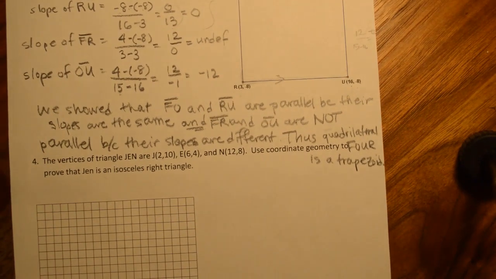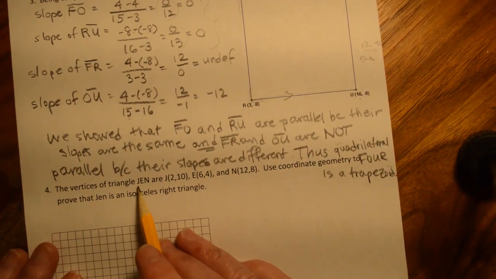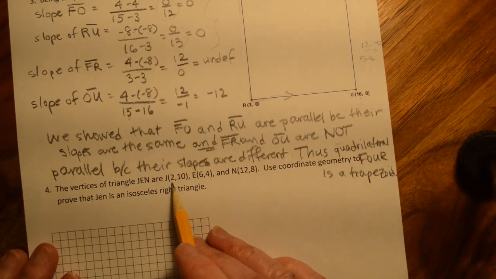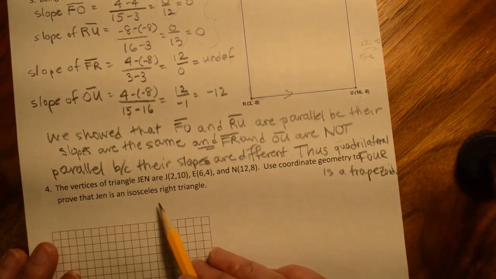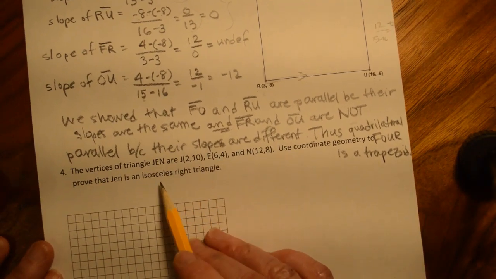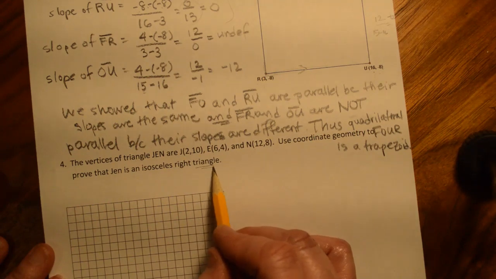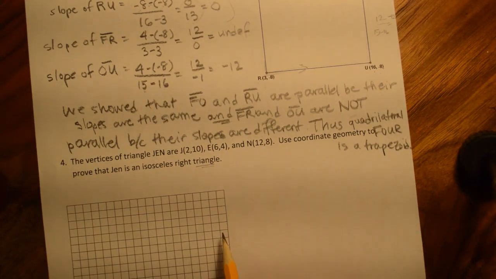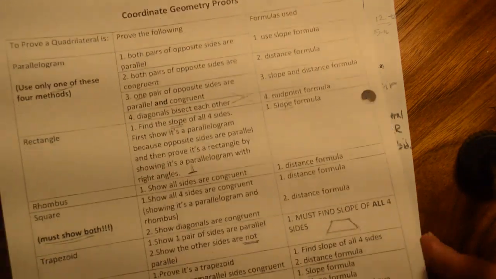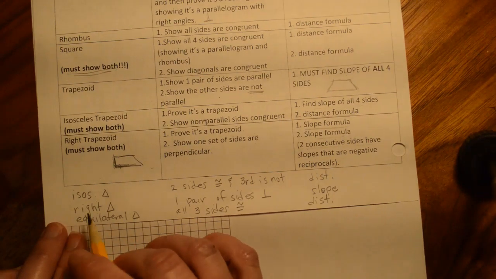Okay, last one. I'm going to switch pencils. Okay, here we go. The vertices of triangle JEN are 2, 10, 6, 4, and 12, 8. Use coordinate geometry to prove that JEN is an isosceles right triangle. This is our first proof that's going to involve a triangle. But again, I feel like the triangles are a lot easier. And we added them to the bottom of our sheet right here, if you remember when we took notes on it.